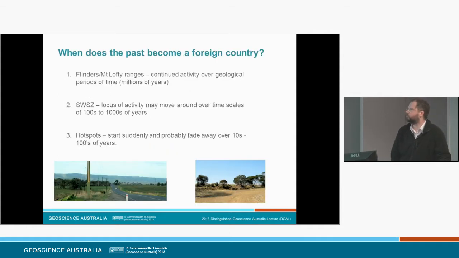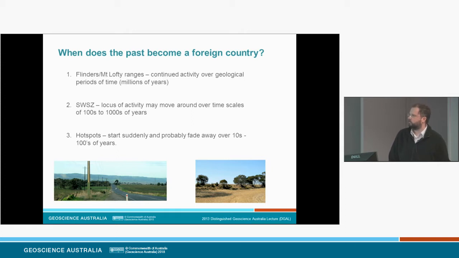That's all fascinating, but what does it mean for a hazard map? We're interested in the future, not the past. What we suspect now, based on what we currently know, is that we expect the Flinders Mount Lofties in southeast Australia to continue at their current rates probably for millions of years into the future. They seem to be going for millions of years thus far.